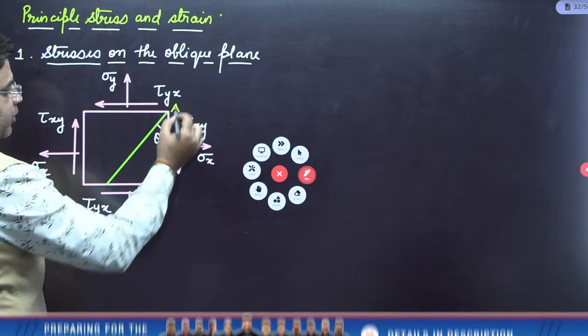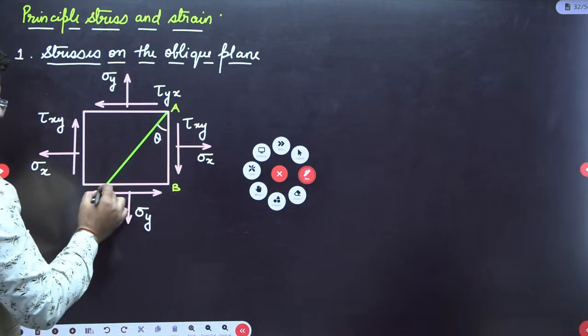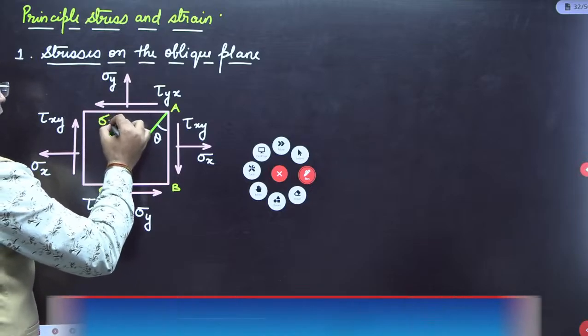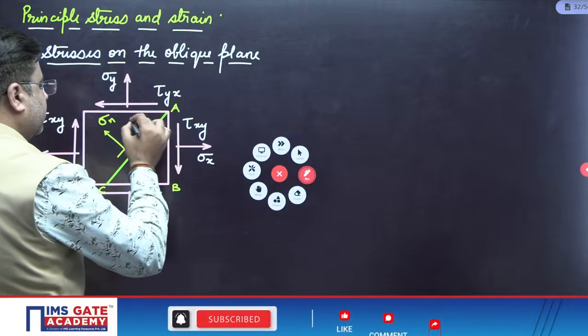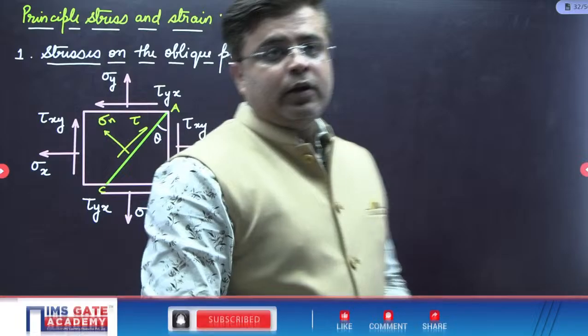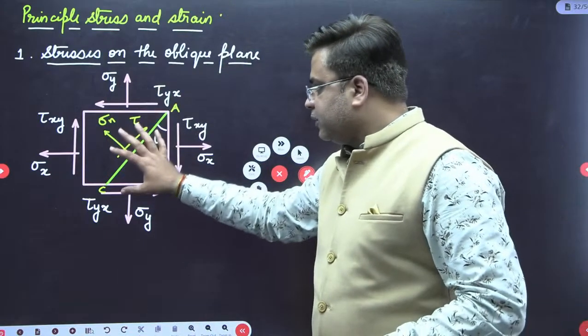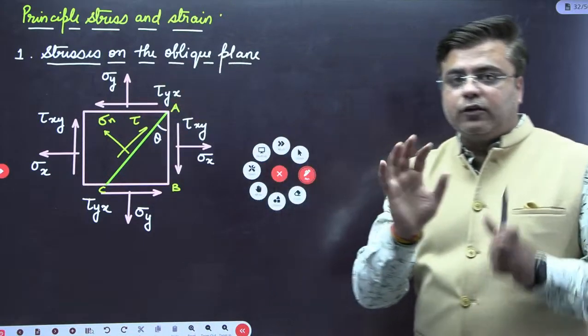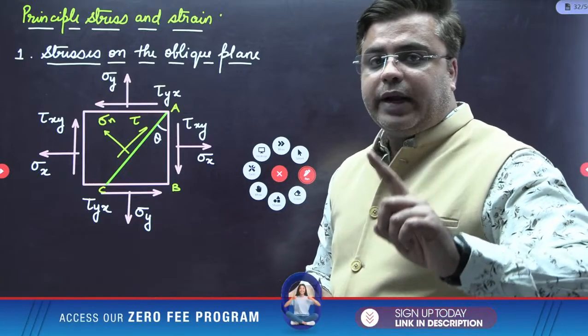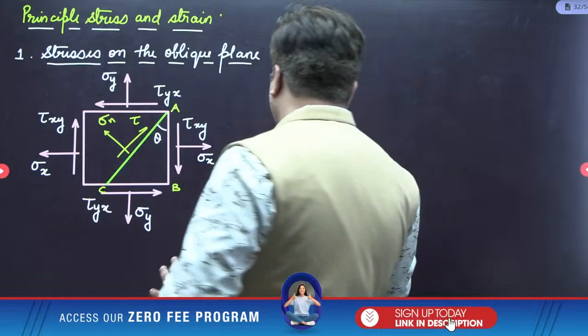So AB will be my reference plane first of all, and this AC is the oblique plane over which normal stress sigma n and shear stress tau will be acting. For this state of stress, we have a set of sign convention, and based on that sign convention only, we are going to write down all the formulae. Now, sir, what is the sign convention that we use?